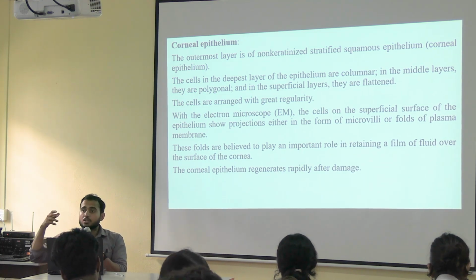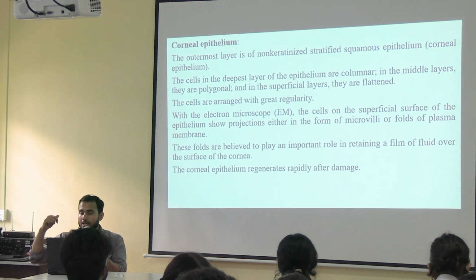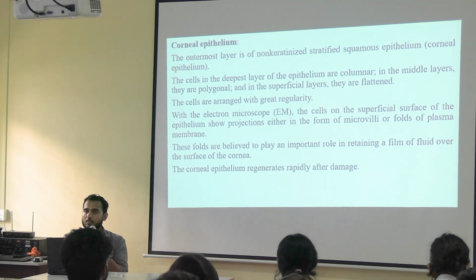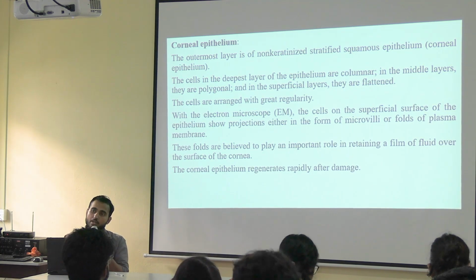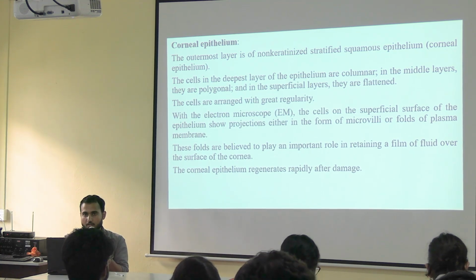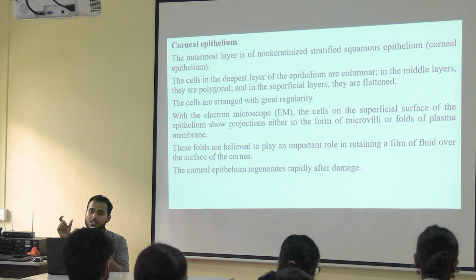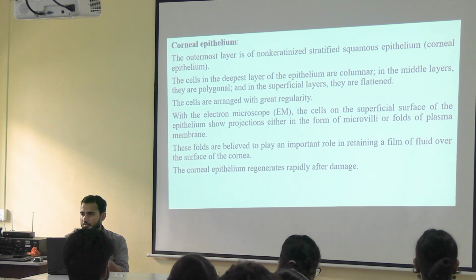So why does this happen? Because that thin film of fluid is dried up. And in case of cornea we don't have any blood supply. Through diffusion from the aqueous humor it is getting the nutrition. And it has rich nerve supply, so irritation can be felt very easily.